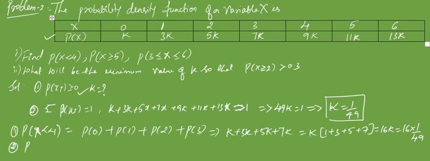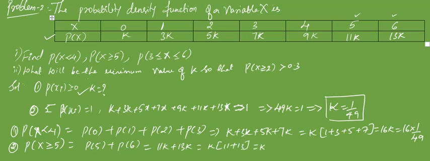Similarly, you can write for probability of x whose values are greater than or equal to 5. We have only two possibilities, that is probability of 5 plus probability of 6. Probability of 5 is 11k and probability of 6 is 13k. Use the same procedure, take k common out. 11 plus 13 you can add, so it is k into 24. Substitute the value of k, so 24 into 1 by 49.